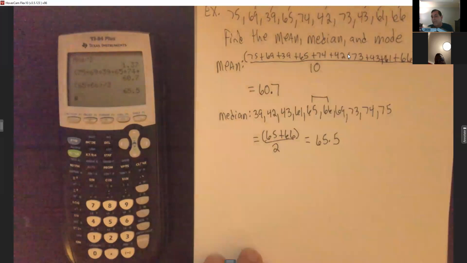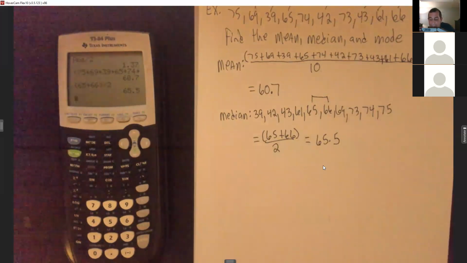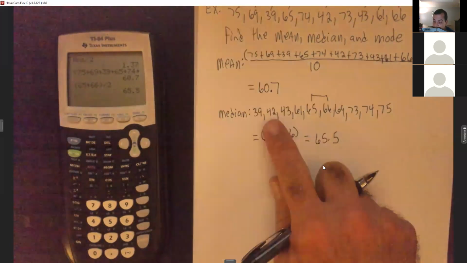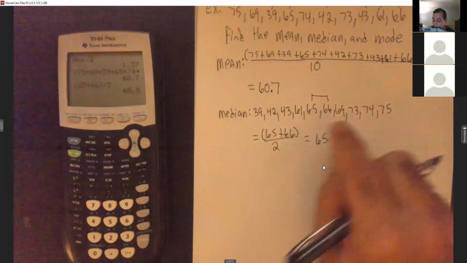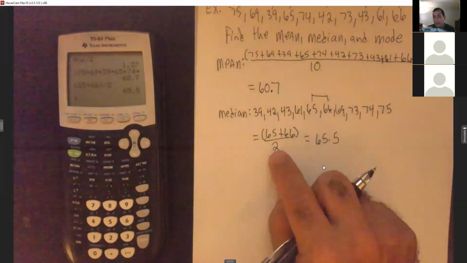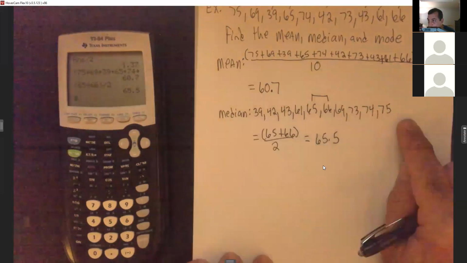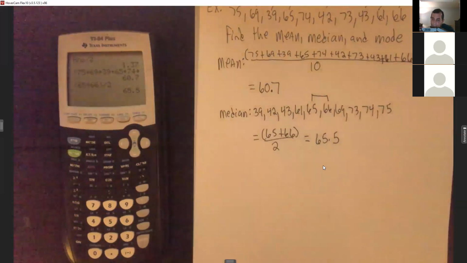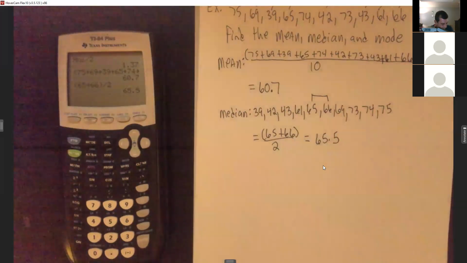Mr. Rathbone, are you dividing by 2 because it's 2 numbers? Yes. Okay. So anytime your median has an even number of data points, you're going to take the 2 most center numbers, add them together, and always divide by 2. Now, if this was an odd number of data points, then we would take the very center number, okay?